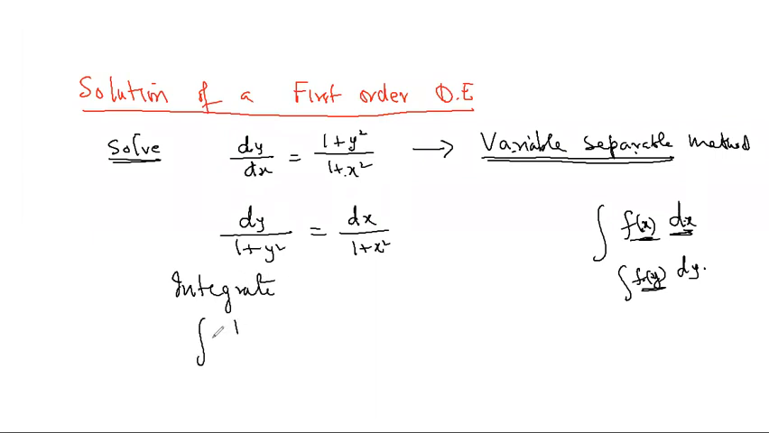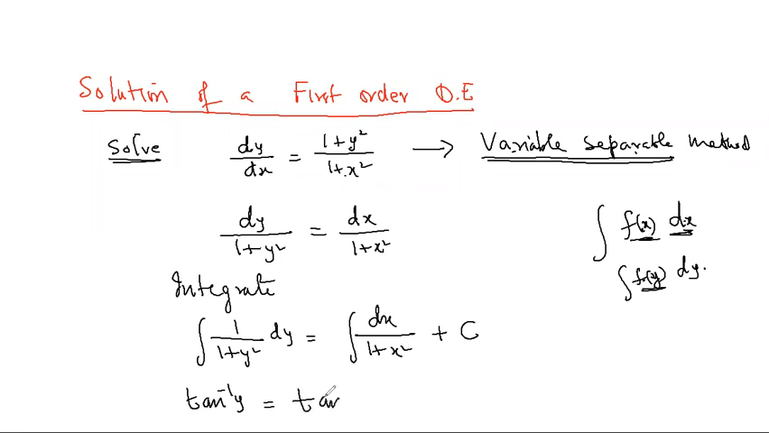So integral 1 upon 1 plus y square dy is equal to integral dx upon 1 plus x square. And when you integrate, you will get a constant. This is a small difference. In a differential equation, the integral constant is written as soon as you put the integral sign, whereas in indefinite integral, in the answer we put c. That is only a convention. There is no reason behind it. So tan inverse y is equal to tan inverse of x plus c.